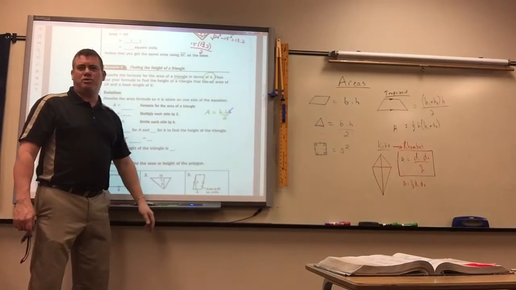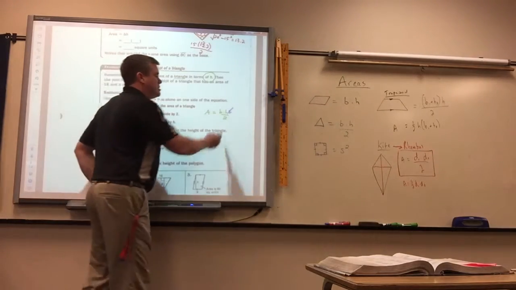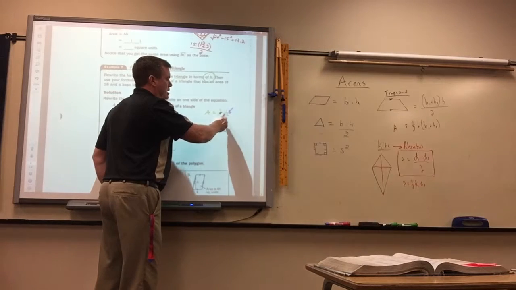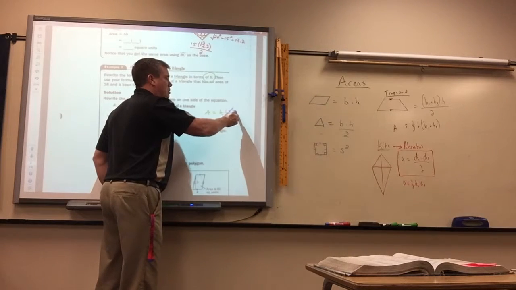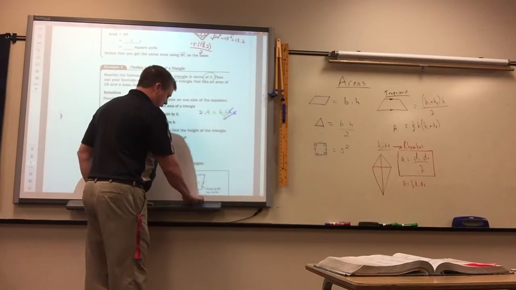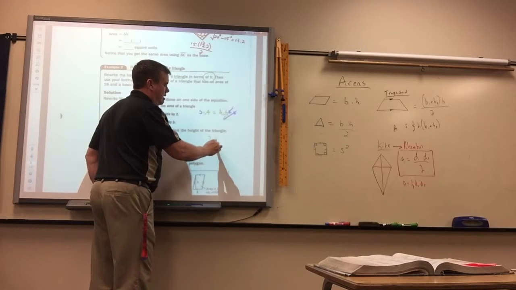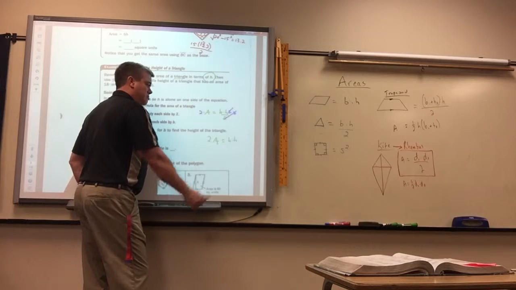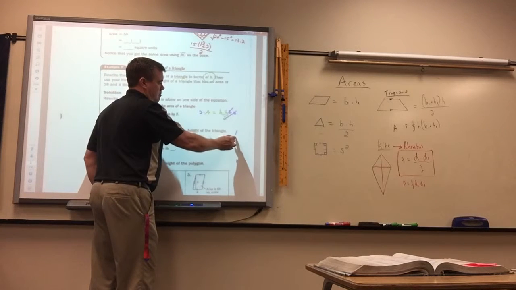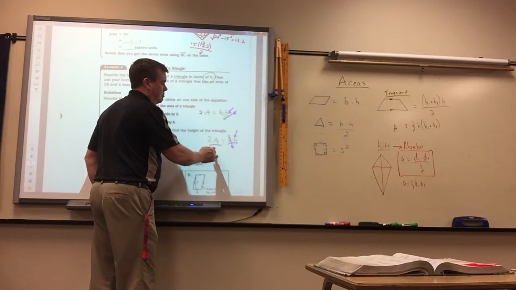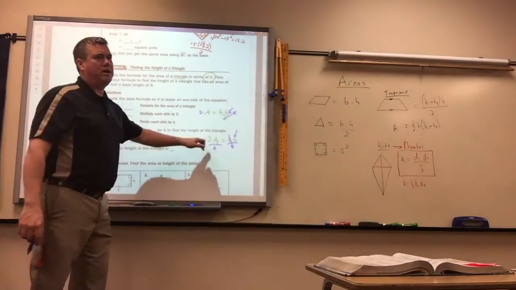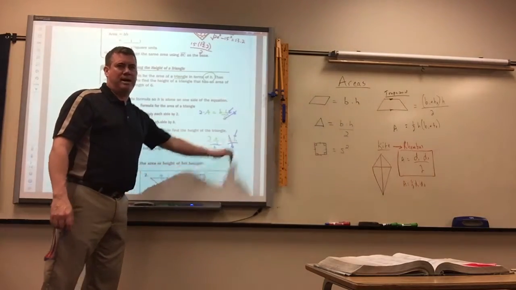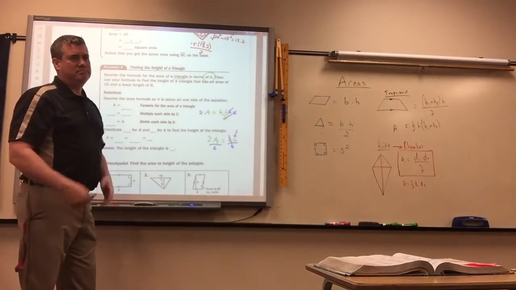It really doesn't matter which one you get rid of first, I guess. But the easiest thing to do is get rid of the bottom number. Since it's divided by 2, multiply by 2. And you end up with 2a equals b times h. So then what do you do? Divide by b. So 2 areas divided by b will give you the height. Okay?